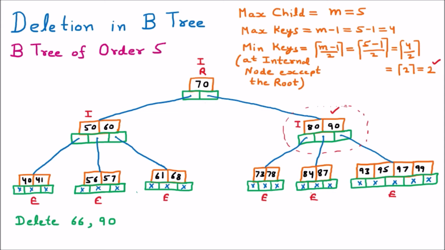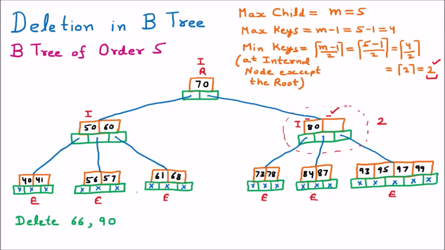Now first of all, we should see how many keys are there in this specific node. So 80 is one key and 90 is another key. So two keys are there right now. That means the criteria of minimum two keys is still satisfied. Now we are going to remove this node 90. So this 90 we are going to remove from here.